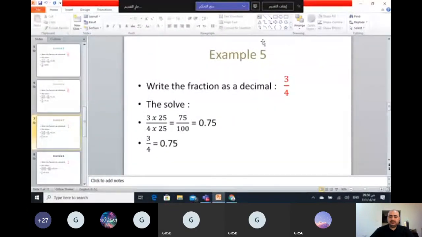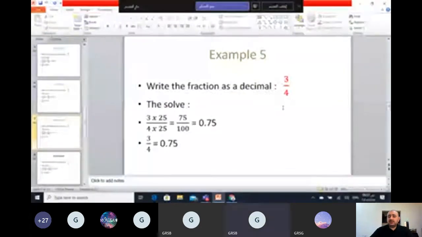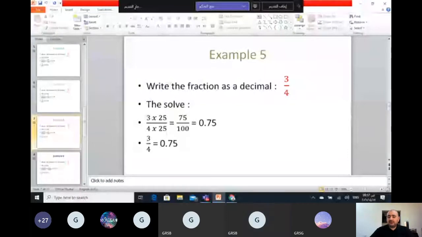Example 5. Write the fraction as a decimal. We have this fraction now, 3 over 4. As you see here, the denominator is a whole number, 4. The denominator here doesn't have a power of 10, so I cannot change directly. So what I do is try to convert 4 to a power of 10.